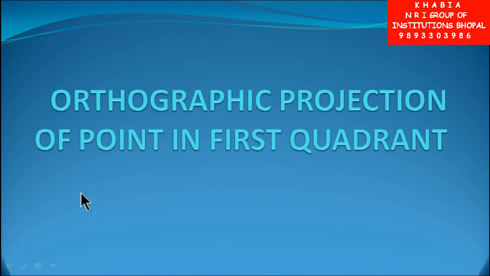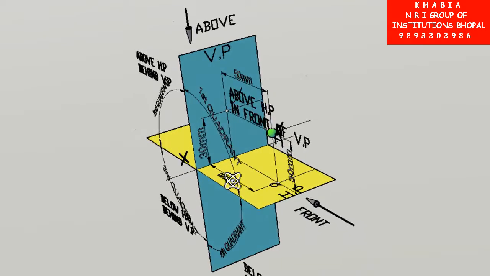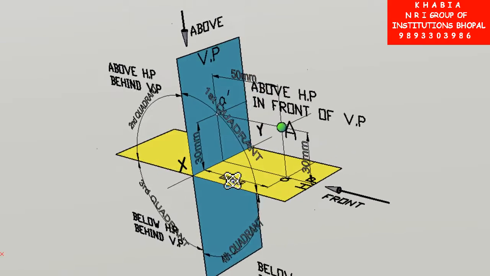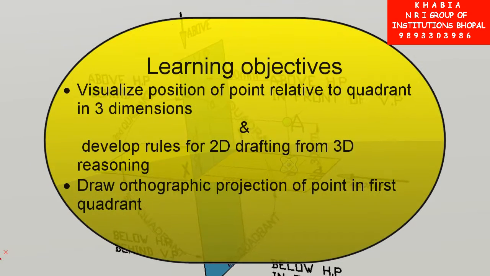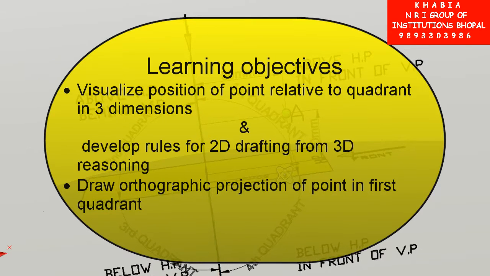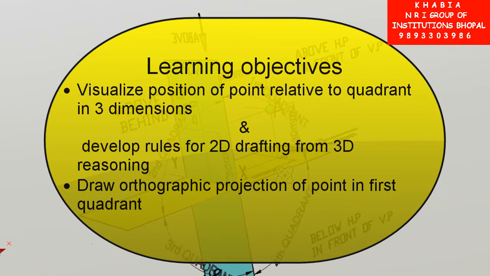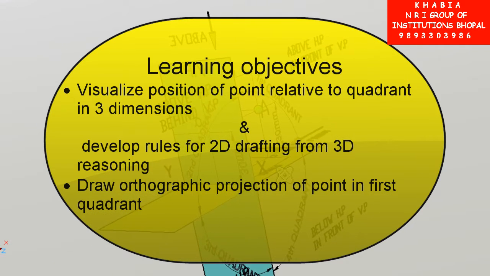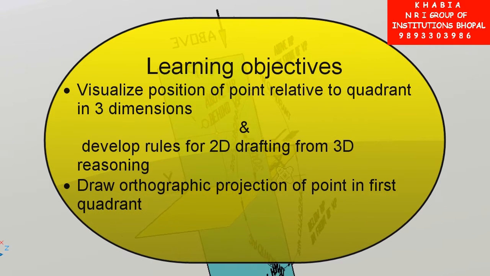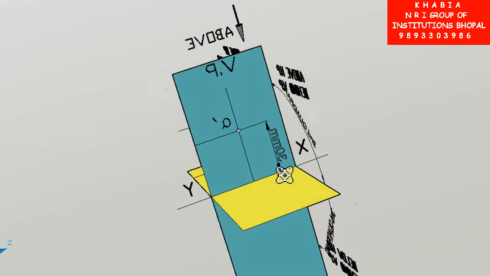Friends, this spoken tutorial is on orthographic projection of a point in first quadrant. In this spoken tutorial, we will visualize position of a point in 3 dimensions by the help of a 3D AutoCAD model and develop rules for 2D drafting from 3D visualization. And finally, we will draw on the paper orthographic projection for a point in first quadrant.